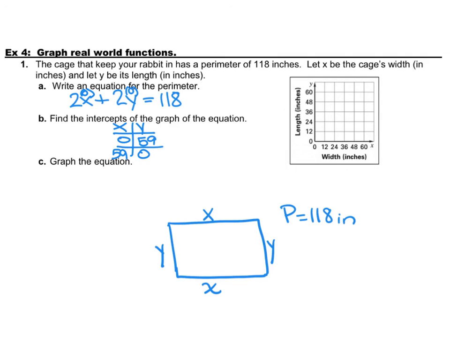So what that would look like on our graph is that we would have a 0, 59, and we would have a 59, 0. And so this then would give us all the lengths that we could have for our cage.